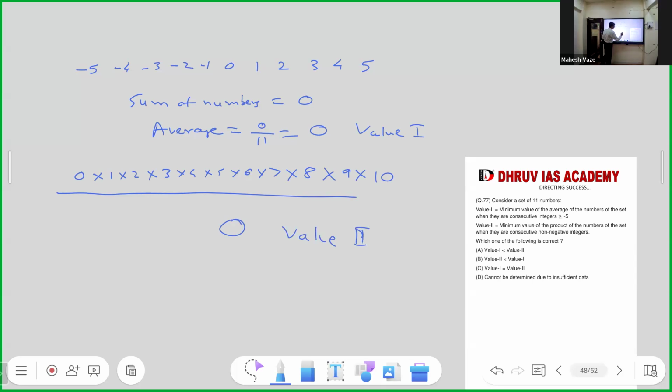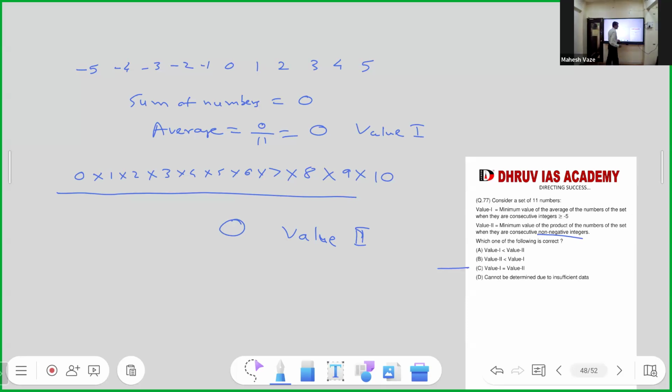So it is just a tricky question. Many times people make the mistake of taking it as 1 to 11. Then in that case it will be a positive number, and the values will change: value 2 will be greater than value 1. But since the word used here is non-negative, which is important, 0 is a non-negative integer. So here again value 1 is equal to value 2.